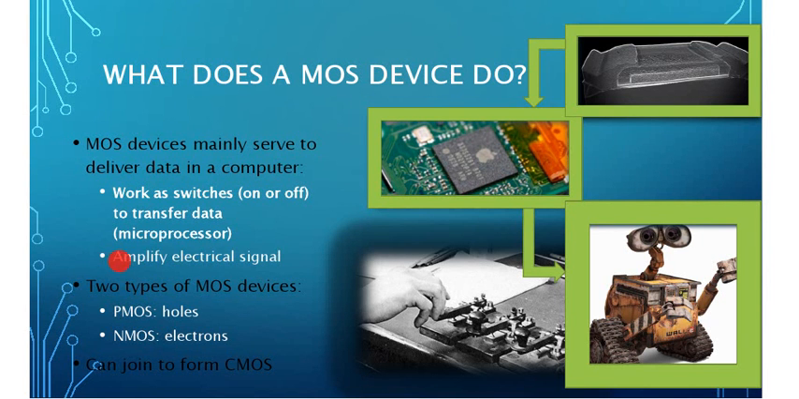This has to do with the whole idea of a microprocessor, which runs a computer off of this concept. In addition, MOS devices also amplify an electrical signal. I will talk in this presentation more on them working as switches rather than working to amplify electrical signals. There are two types of MOS devices. The first is PMOS, which transfers holes. The second is NMOS, which transfers electrons. And you can join the two to form a CMOS.